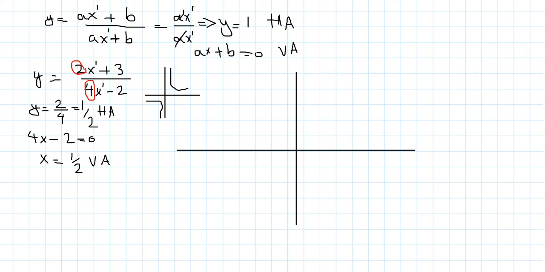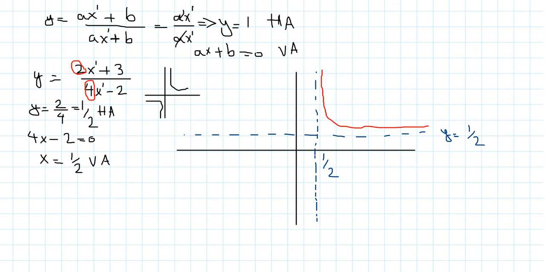Now draw the horizontal asymptote. So it is y equal 1 over 2, and on x equal 1 over 2, suppose that here x equal 1 over 2, I have another asymptote and I draw the whole shape of this. This is my graph.